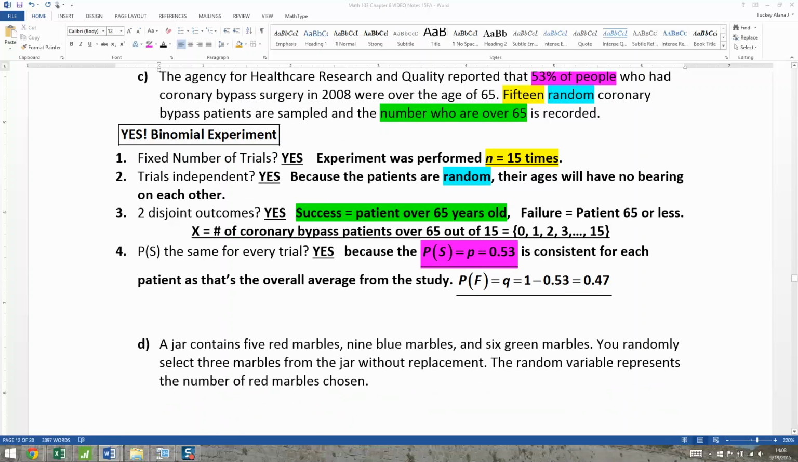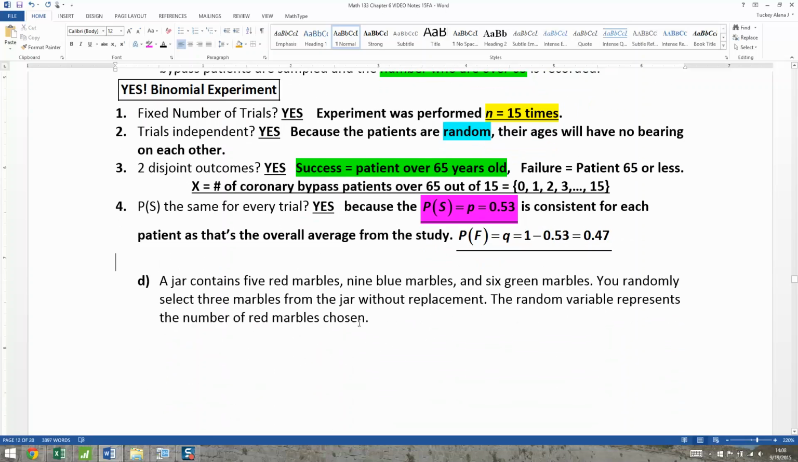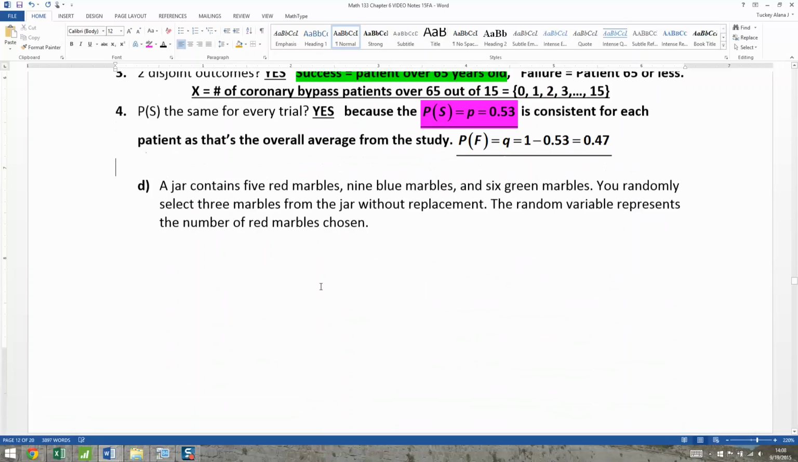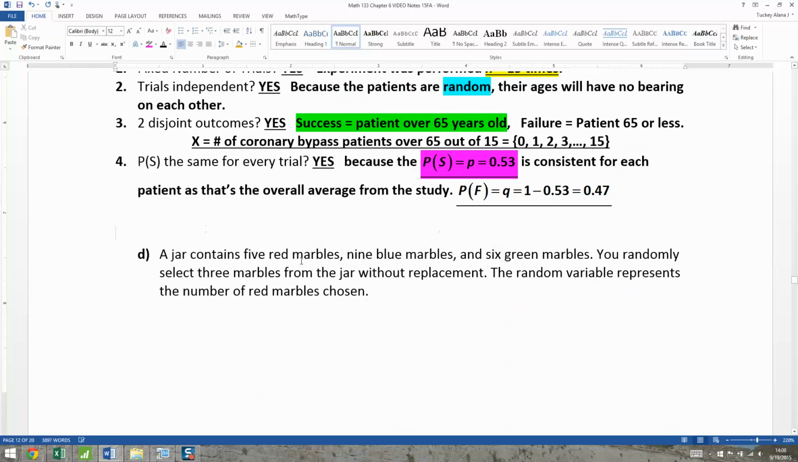Now for the last one, we have a jar containing 5 red marbles, 9 blue marbles, and 6 green marbles. You randomly select 3 marbles from the jar without replacement. Uh-oh, oops. That's a problem. I'm going to flag that right off the bat. Without replacement is always kind of problematic. And the random variable represents the number of red marbles chosen. All right, that is not binomial. And the problem is you're doing it without replacement.